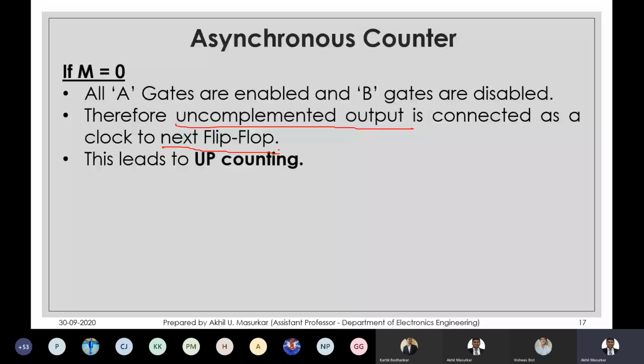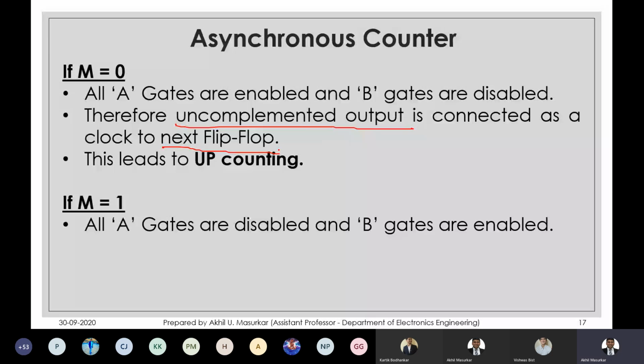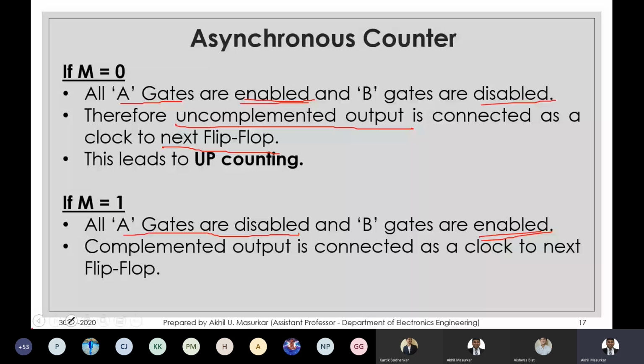This leads to upcounting, and when n equal to 1, A gates are disabled. That means upper gates are disabled. Here they are enabled. And here B gates are enabled. Here it is disabled. So complemented output gets connected as clock. Write this explanation.